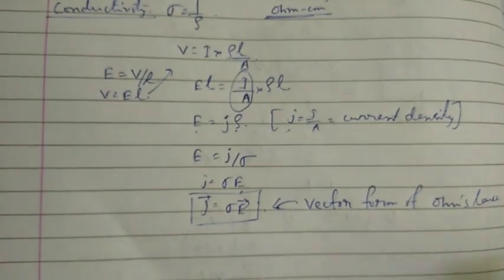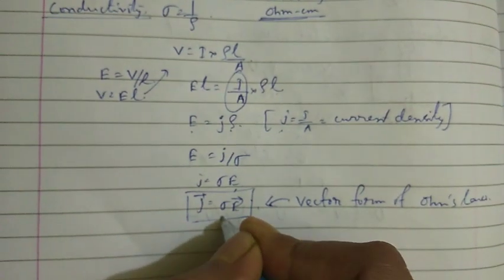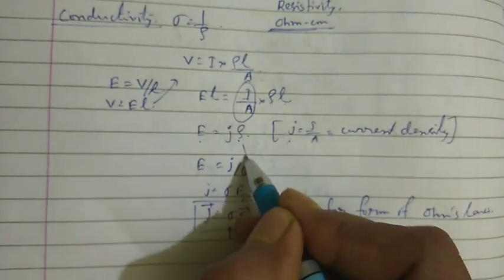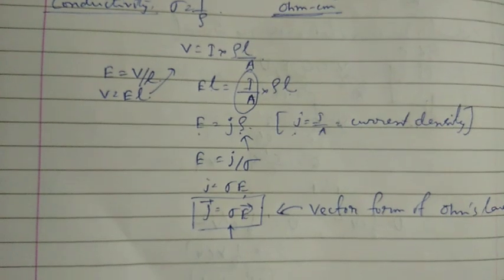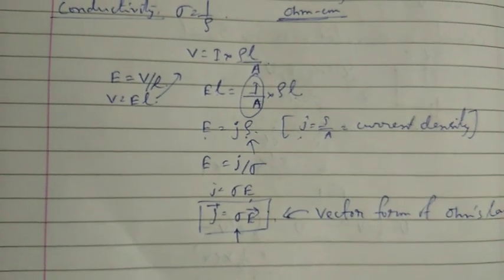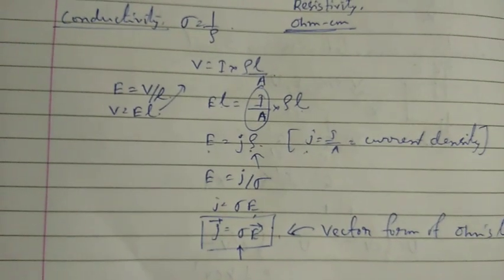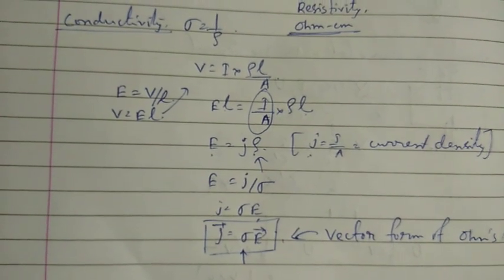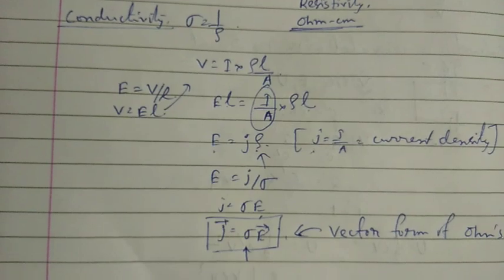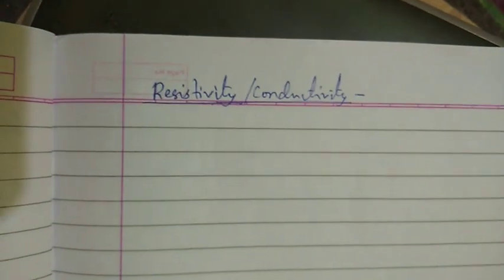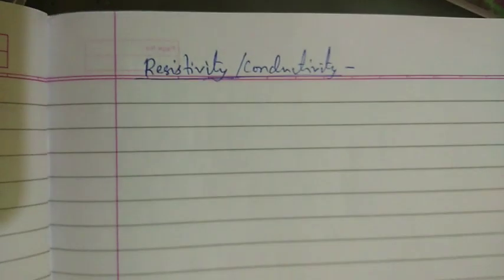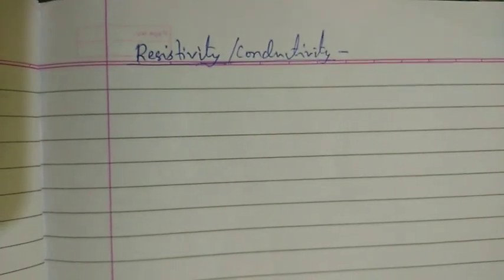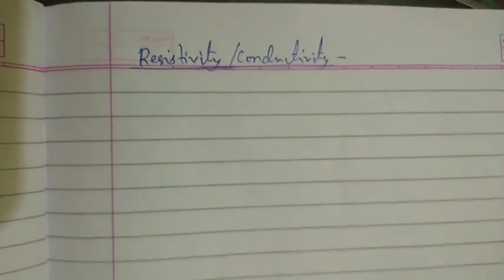Now we'll have to find conductivity or resistivity, whatever, either of it or both. You have to find a formula for it. How are they related, some other terms. We'll find that out. So in order to find the resistivity or conductivity formula, we'll go through some basic concepts.